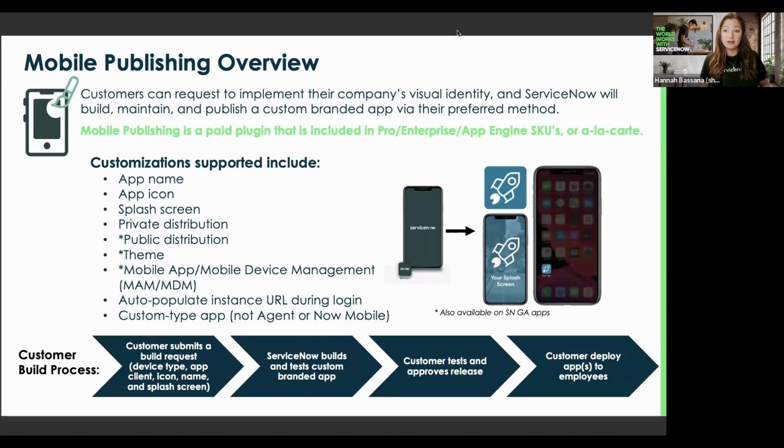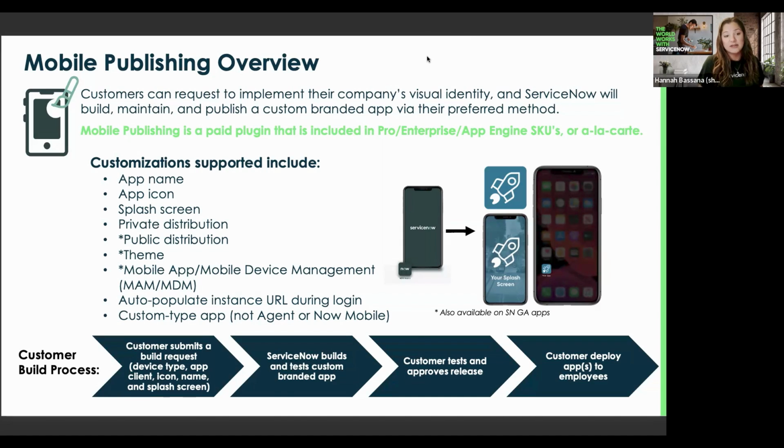What I want to call out is while the mobile apps are free for all customers of ServiceNow, all of the out-of-the-box workflows for each of the business units that you're subscribed to, mobile publishing is a paid plugin. It's included in the Enterprise and Pro and App Engine SKUs. So if you have any of those subscription levels at ServiceNow, mobile publishing is included, or you can purchase it a la carte.